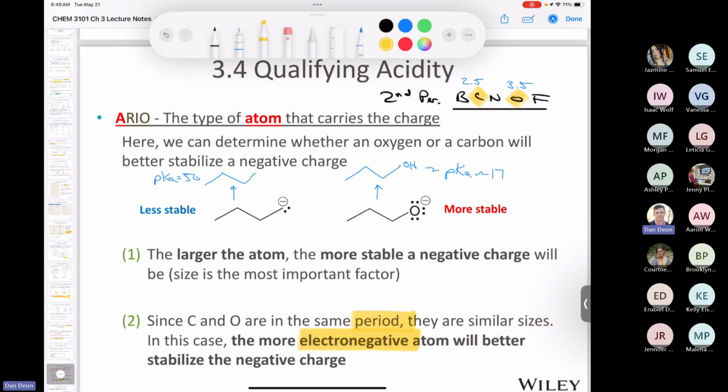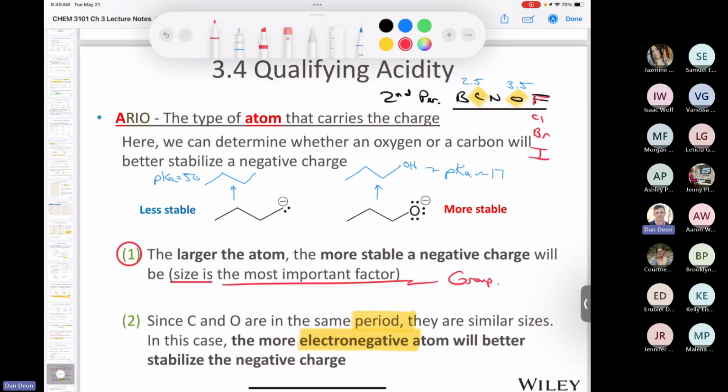If the atoms are in the same group, okay, if you were to compare, let's say fluorine, chlorine, bromine, and iodine, so if they're in the same group, then we use the atomic size, okay? So size is used if they're in the same group.